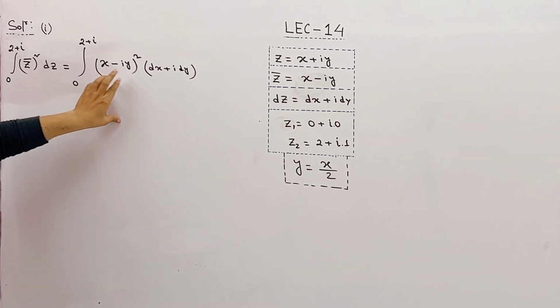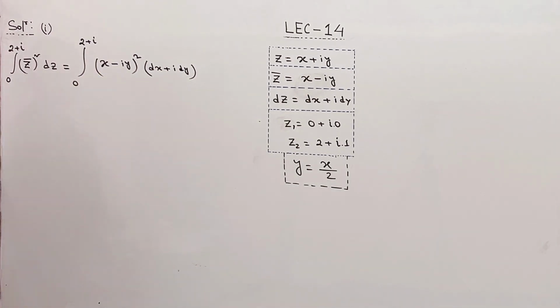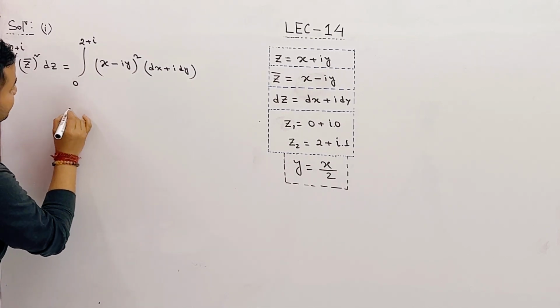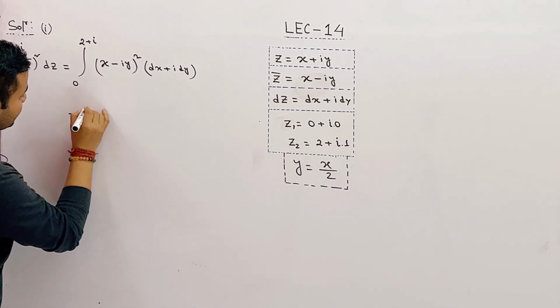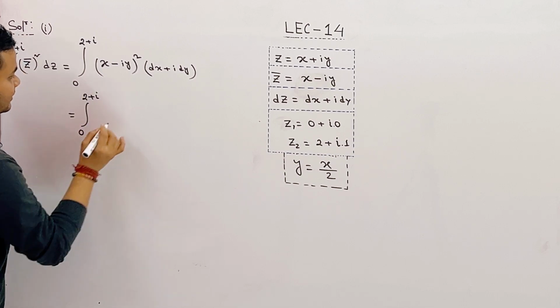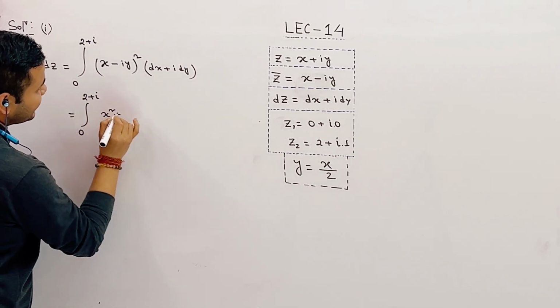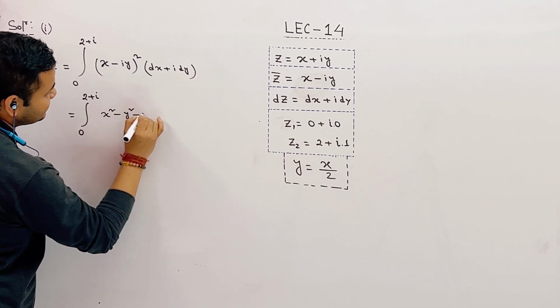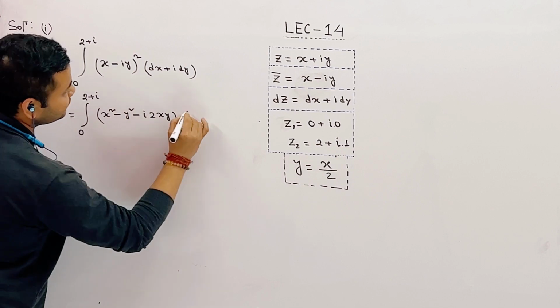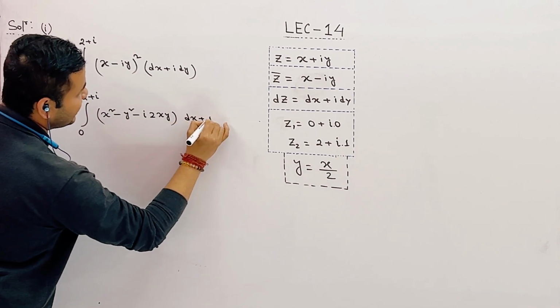Next, apply a minus b whole square formula. So, after applying a minus b whole square formula, we will get integration 0 to 2 plus iota of x square minus y square minus iota into twice xy into dx plus iota dy.